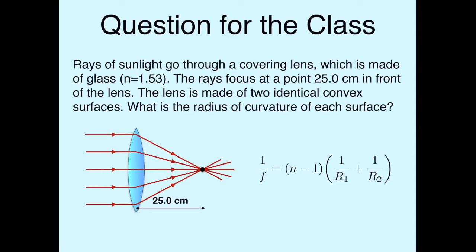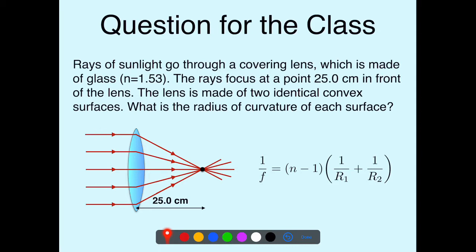We have rays of sunlight going through a converging lens, which is made out of glass. n is equal to 1.53 for this glass material. The rays focus at a point which is 25.0 centimeters in front of the lens. And the lens is made out of two identical convex surfaces. So the question is, what is the radius of curvature of each lens surface?